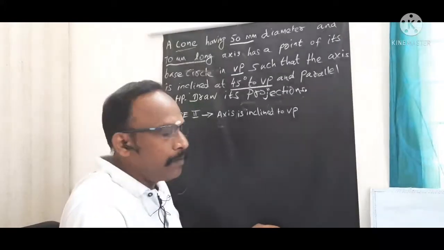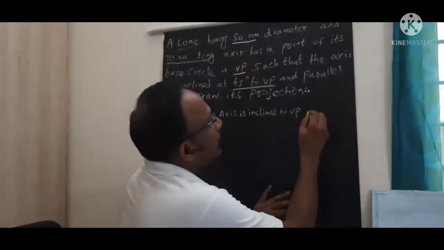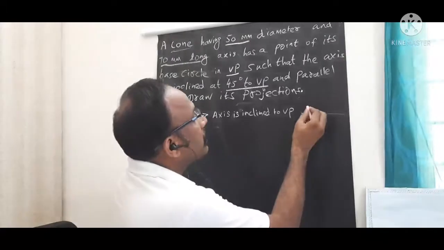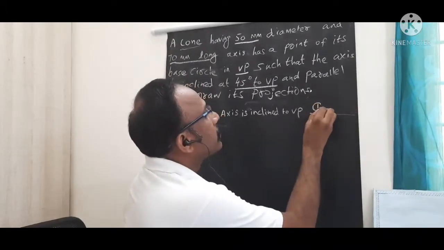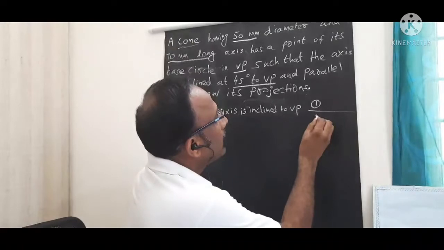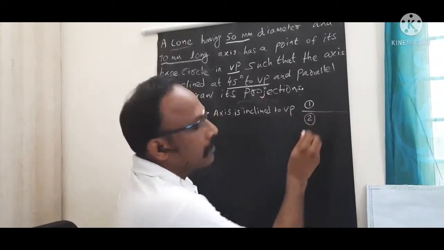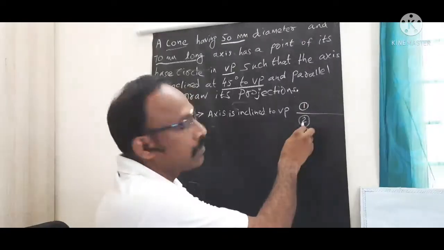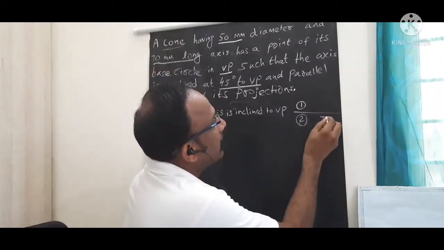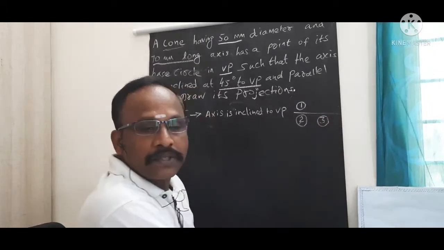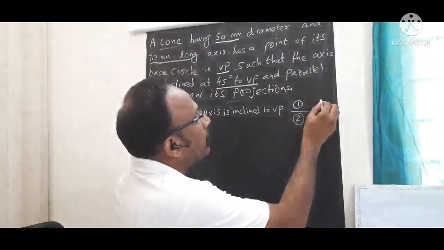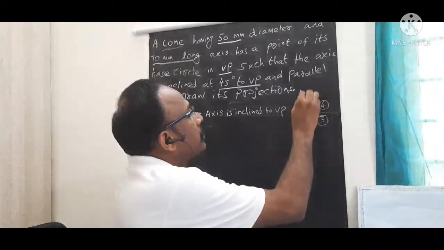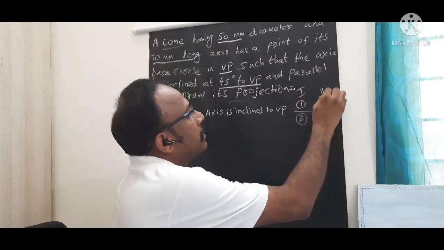For a type 2 problem, how can we proceed with the projections? First you need to draw the front view, because it gives the true shape of the solid. First you start with the first front view, then you come to the first top view. Then you tilt the axis inclined to VP. This is the third step, the final top view. Then you move to step number 4, the final front view. So this is stage number 1 and this is stage number 2.